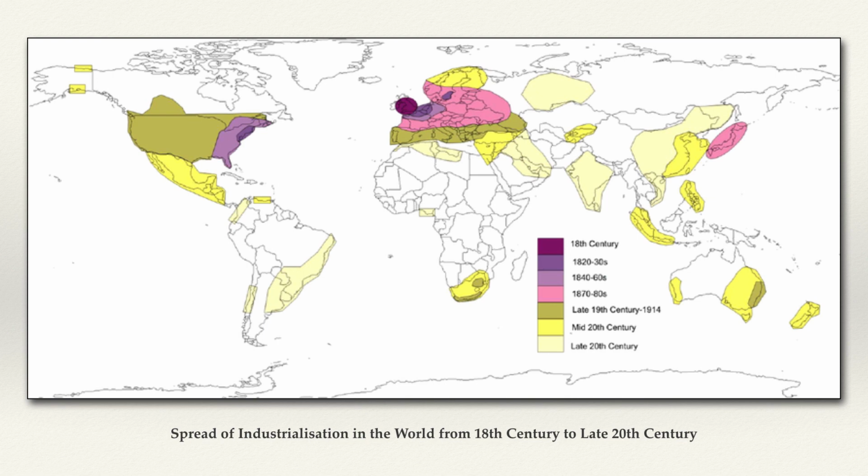Now you see the map. Spread of industrialization in the world from the 18th century to the late 20th century. The industrialization first of all occurred in Britain. You see the dark purple color, and it spread slowly to Europe and other parts of the world. In India, it came in the late 20th century.